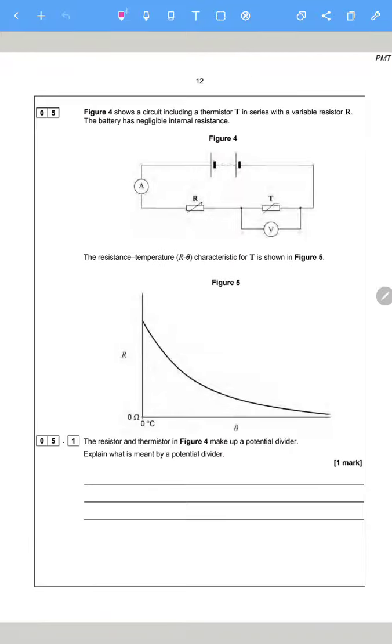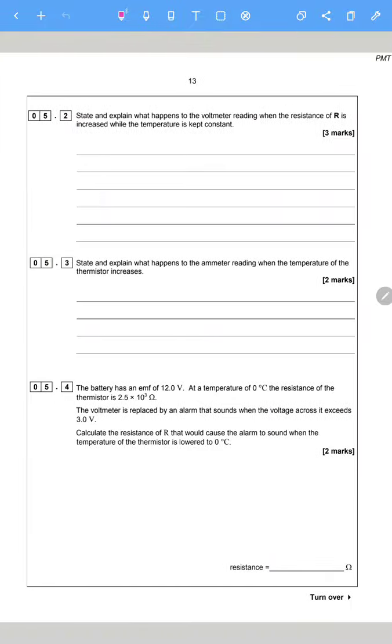Oh, we're nearly there. We have 3 minutes left. I gave myself 20 minutes for this. The resistor and thermistor make up a potential divider. What is meant by potential divider? A divider which only lets in one way. I don't know, but we do it.